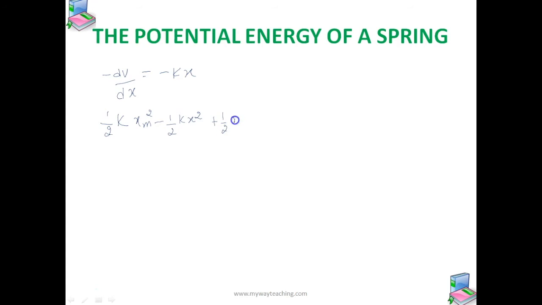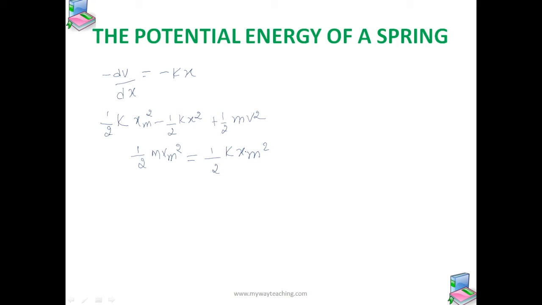Here we have invoked the conservation of mechanical energy. This suggests that the speed as well as the kinetic energy will both be maximum at the equilibrium position, that is, when x is equal to 0. So we can write 1 by 2 m vm square is equal to 1 by 2 k xm square.